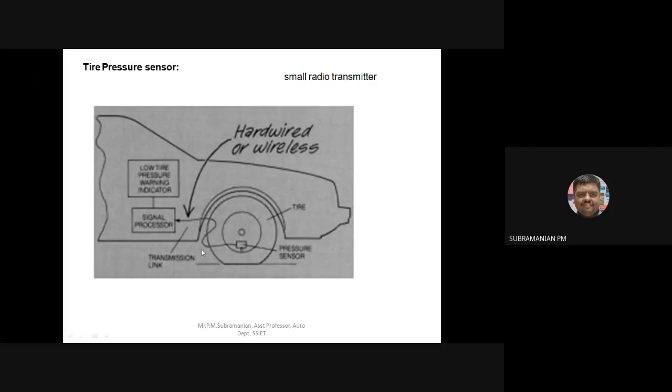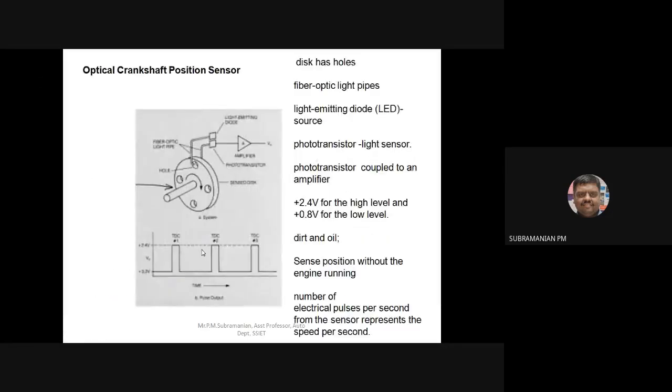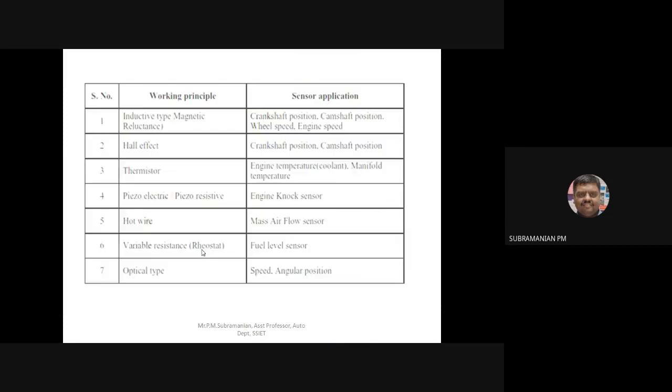No, tire pressure sensor. Next one only crash sensor. Okay, then optical. With this, we are winding up the class. Second unit is over. Okay.